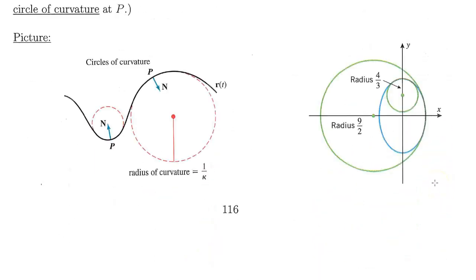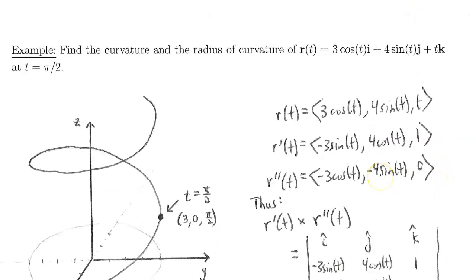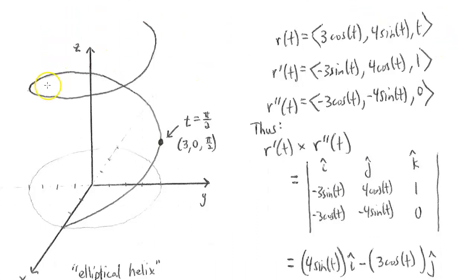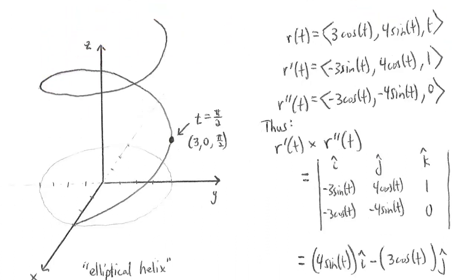All right, so let's do one final example. Find the curvature and radius of curvature of r(t) = <3 cos t, 4 sin t, t> at t = pi/2. I've drawn in the curve here. So here's our r(t).